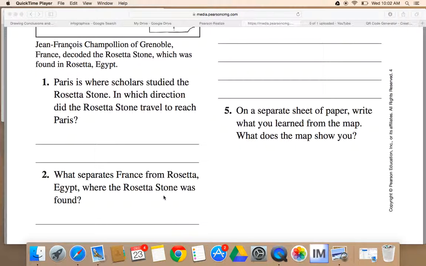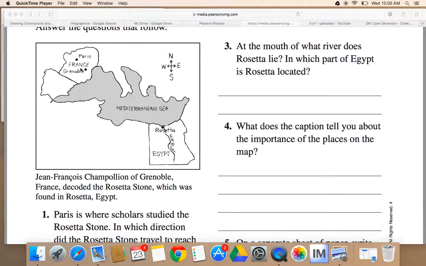What separates France from Rosetta, Egypt? So here's France again. Here's Rosetta, Egypt. What might be in the middle of these two places? At the mouth of what river does the Rosetta lie? So here's Rosetta, and I want to know the name of the river where I would find Rosetta, Egypt.